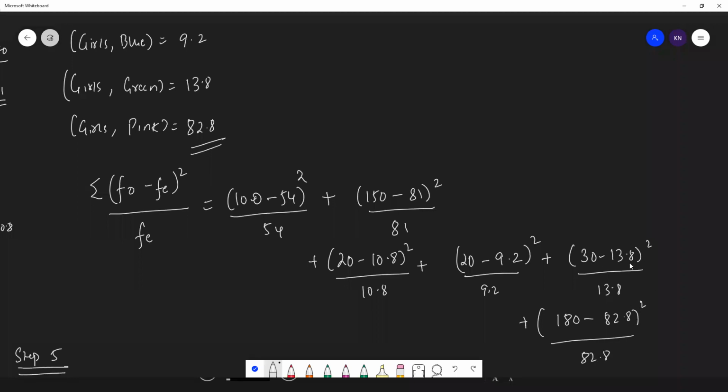Please calculate this. I hope you'll be able to calculate this. Simple. Calculate it, guys, and tell me one value quickly. 251.6.